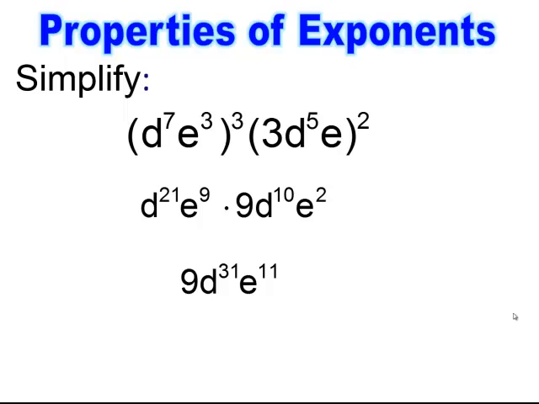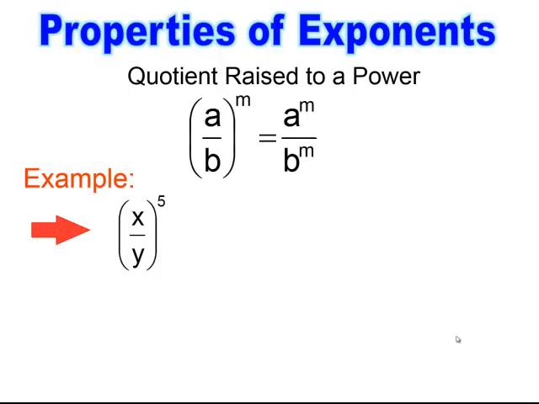Similar to a quantity raised to a power, when you have a quotient raised to a power, that power on the outside needs to go to everything inside. So you end up getting something like this where you have a quotient x over y all raised to the 5th power. Well, to simplify, I need to take that power and give it to everything inside. So I end up getting x to the 5th over y to the 5th.